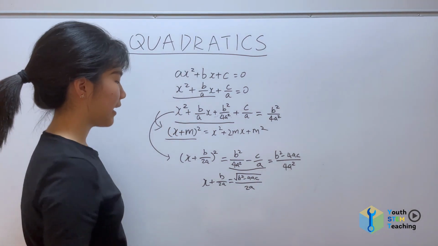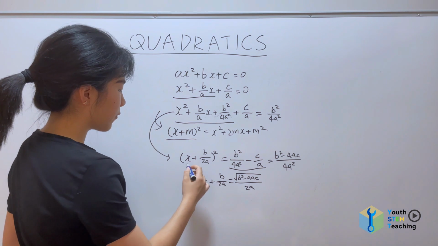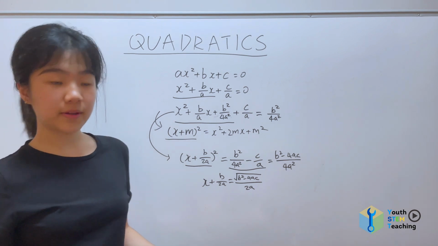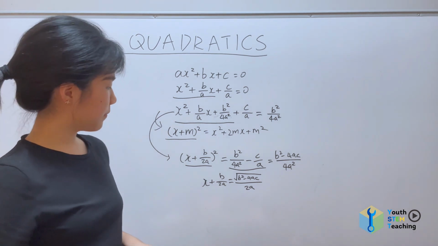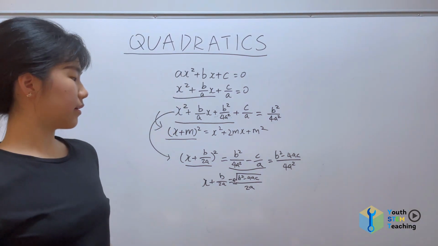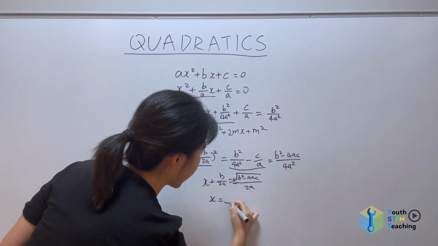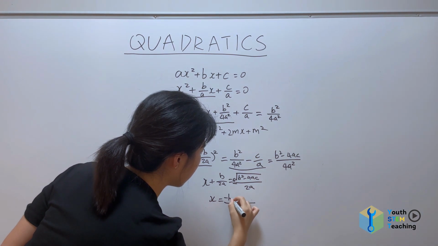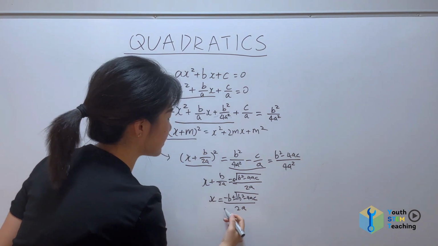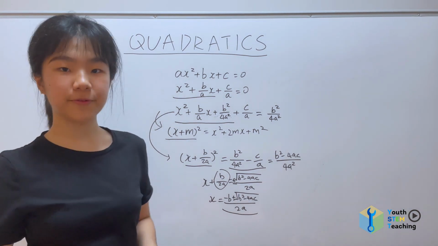And don't forget that we are doing a square root process. So for this x plus b over 2a, it can be either a positive number or a negative number. So we need to add a plus or minus sign here on the right-hand side. And then by rearranging the formula, we can have this by moving this part to the right-hand side. And then finally we have the quadratic formula.